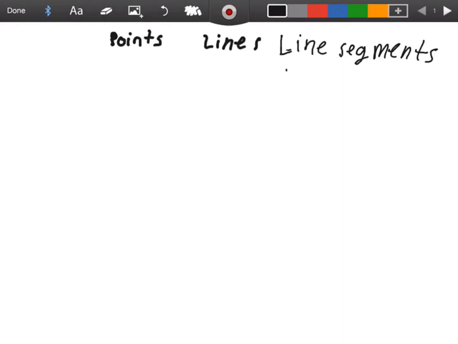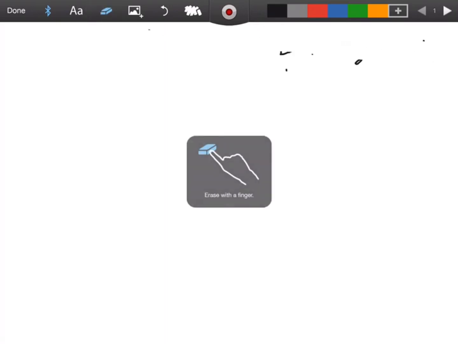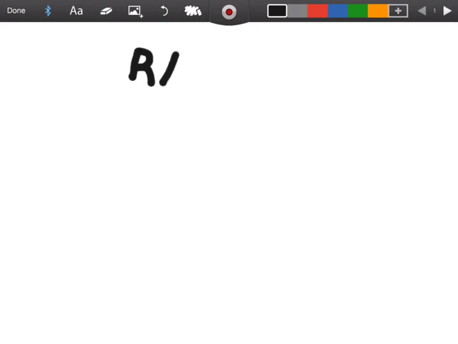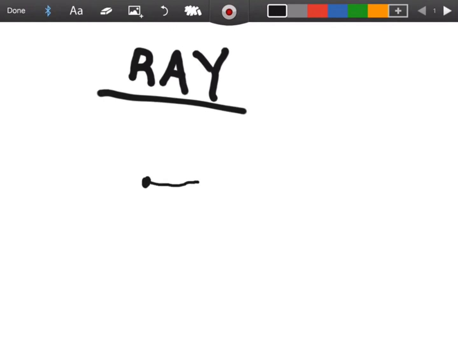So, I think the next thing we're going to learn about is a ray. Now, this is what a ray looks like. I'll show you guys what a ray looks like. I'm going to draw it like this. It's like a really big point, and it has an arrow. Those are two rays, actually. We'll get into that a little bit later.